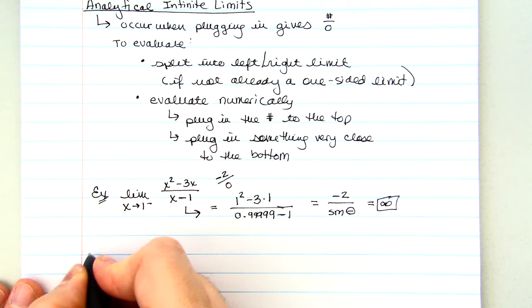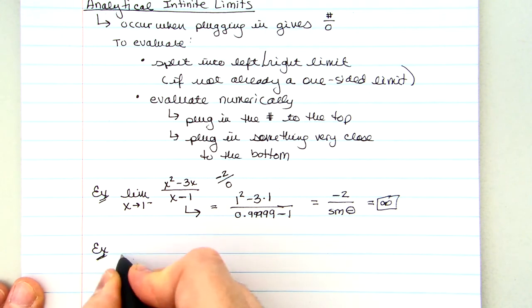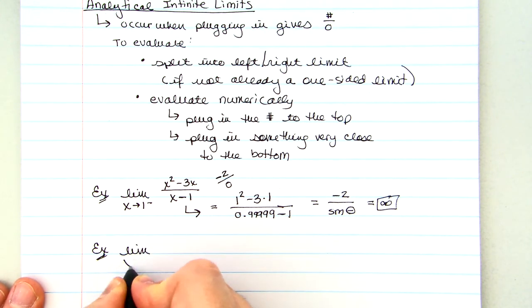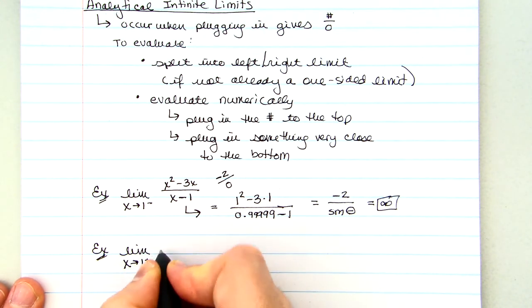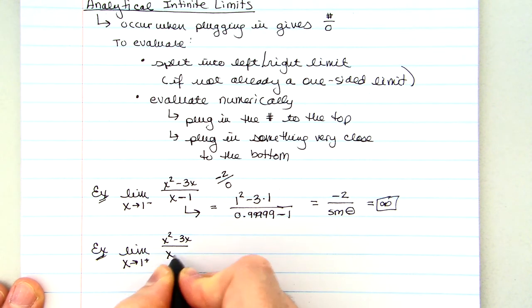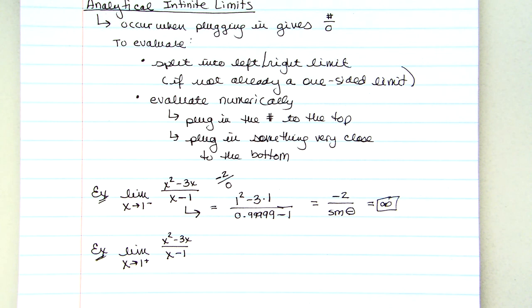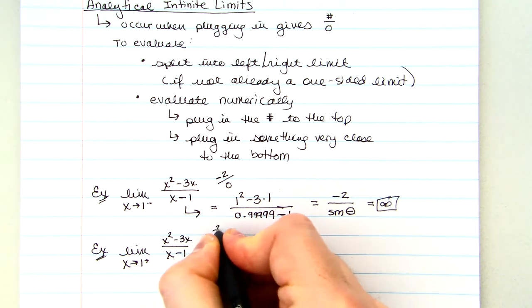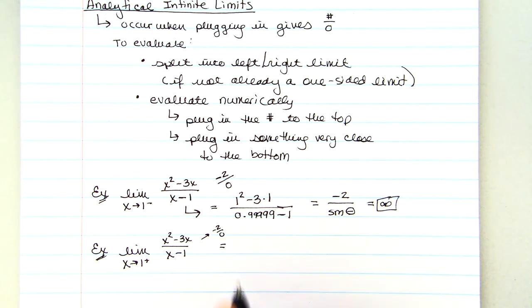Let's do another one. Let me do the exact same problem, but let me do the limit as x approaches 1 from the right of x squared minus 3x over x minus 1. And I think by now you already know what plugging in will give us. It's still the same as the last problem, still negative 2 over 0. So I'm going to say this equals.